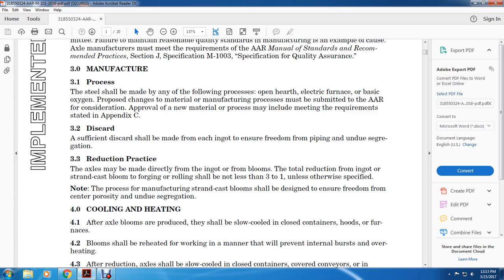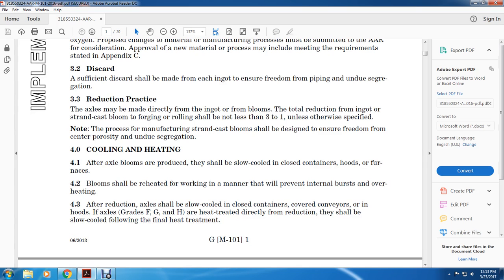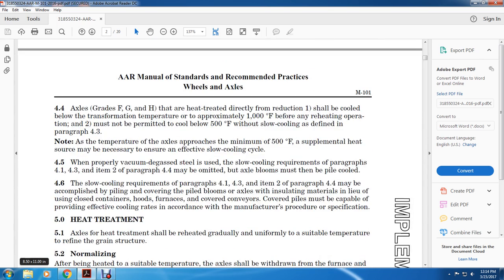The process of manufacturing standard cast blooms shall be designed to ensure freedom from center porosity and undue segregation. 4. Cooling and heating. After axle blooms are produced, they shall be slow cooled in closed containers, hoods or furnaces. Blooms shall be reheated and worked in a manner that will prevent internal bursts or overheating. After reduction, axles shall be slow cooled in closed conveyors or in hoods. If axle grades F, G, and H are heat treated directly after the reduction, they shall be slow cooled following the final heat treatment.